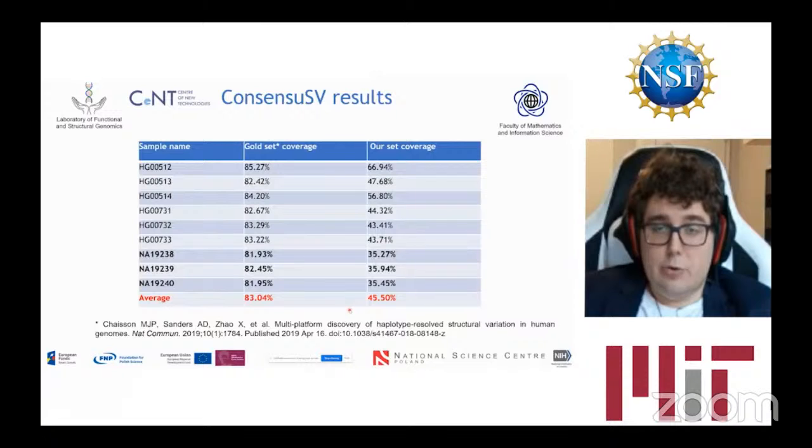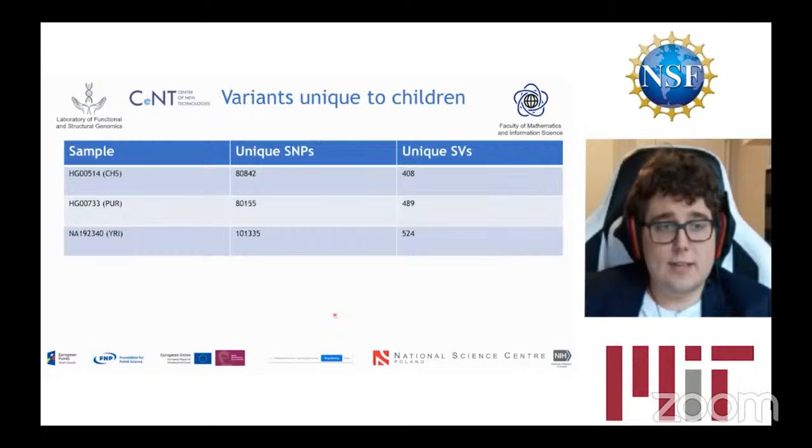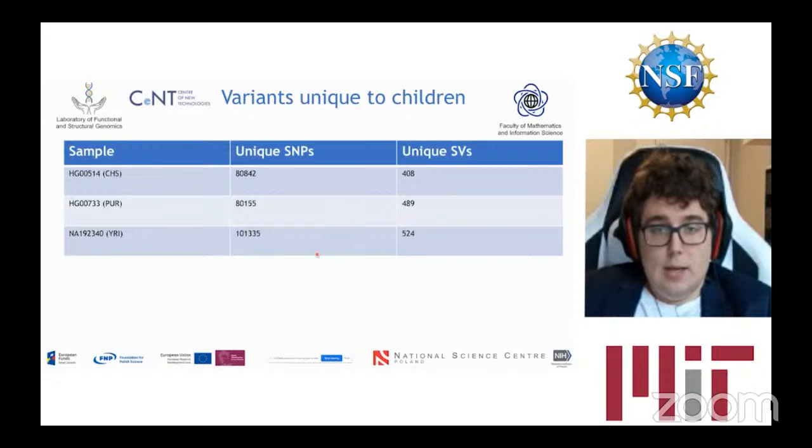In case of our set coverage, the difference in numbers might also be caused by the fact that we also use some tools that they didn't use. We'll still need to filter that out and check it. In case of variants that are unique to the children, you can see the results there, and they are pretty okay. And they were put into further analysis in the functional analyzer pipeline, as you could see there.